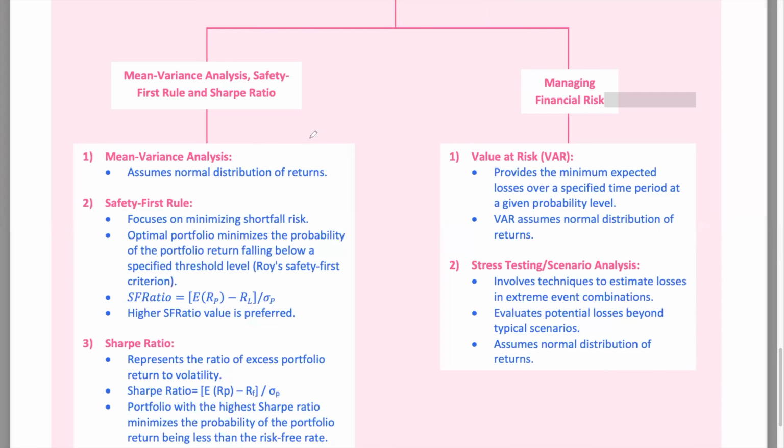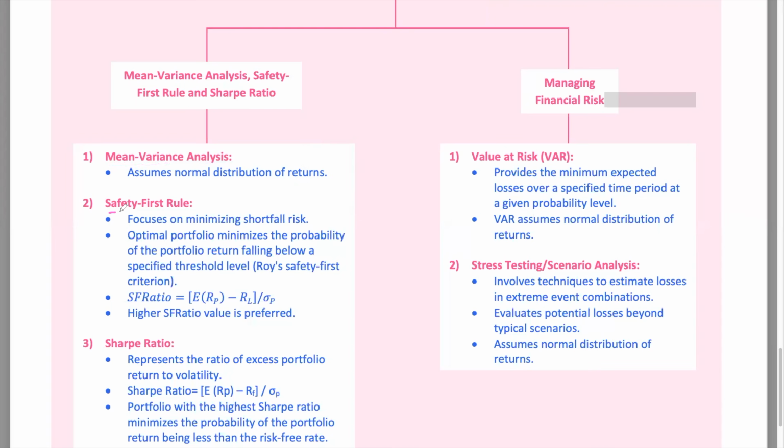Let's say you have two options: Portfolio A with a higher expected return, but also a higher chance of losses, that is riskier, and Portfolio B with a lower expected return, but less risk. Mean variance analysis helps you pick the option that best suits your risk tolerance.